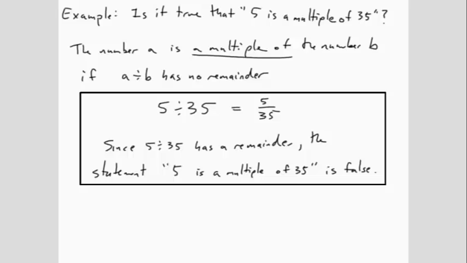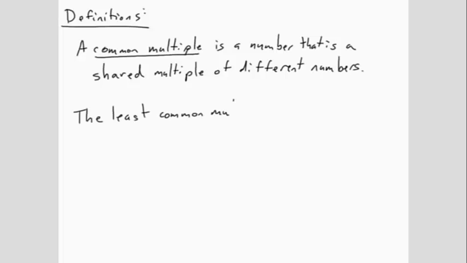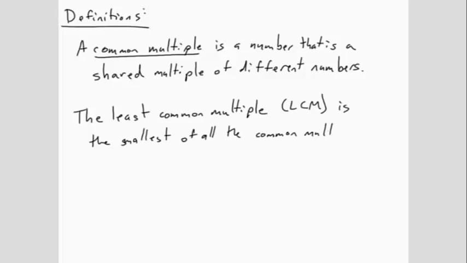We will now introduce 2 more vocabulary words. A common multiple is a number that is a shared multiple of different numbers. The least common multiple is the smallest of all the common multiples. We often denote this by LCM. Just as with the greatest common divisor, the least common multiple will also be used often when working with fractions.